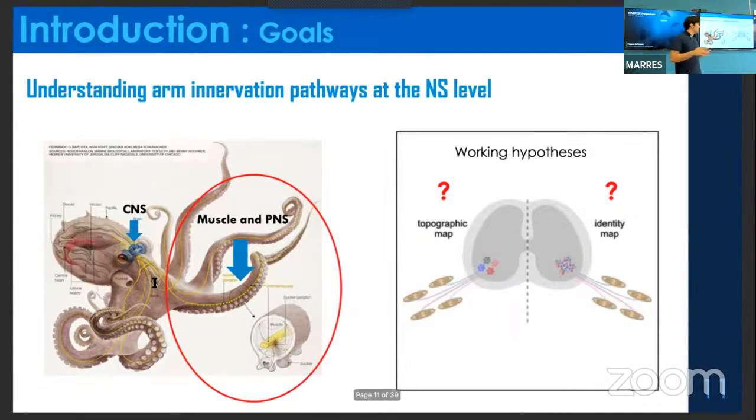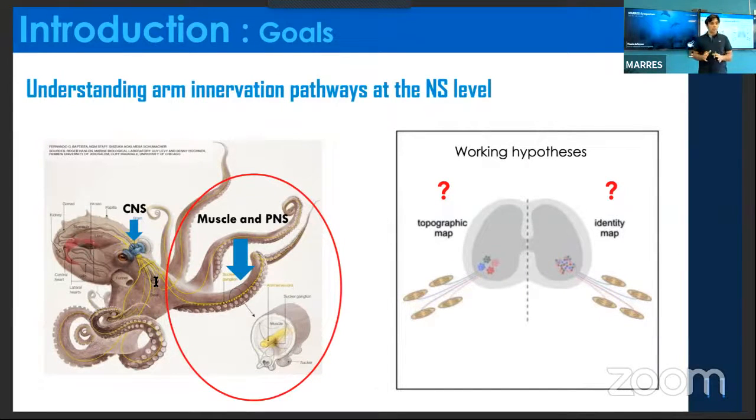So we want to see the link between the ganglia and the octopus muscles. And for that, we have 2 working hypotheses. The first one is the topographic map, where the motor neurons are clustering, and there is a spatial correspondence between the muscles and the motor neurons they are innervated by. The other hypothesis is an identity map, where the motor neurons are dispersed in the whole ganglia.